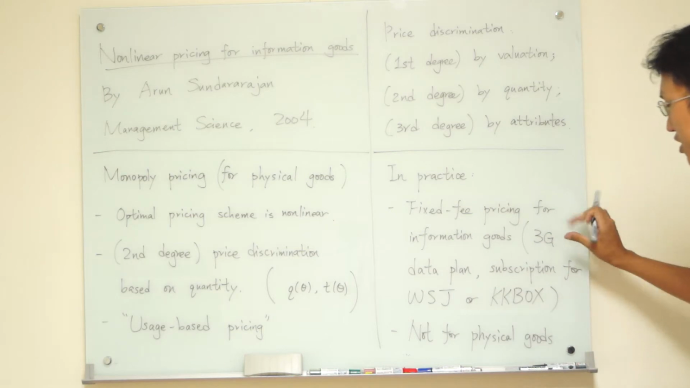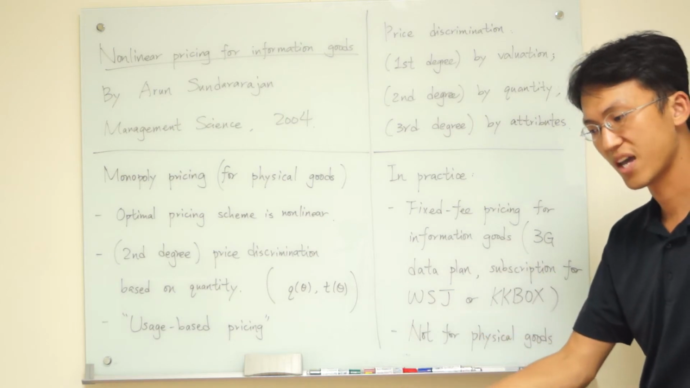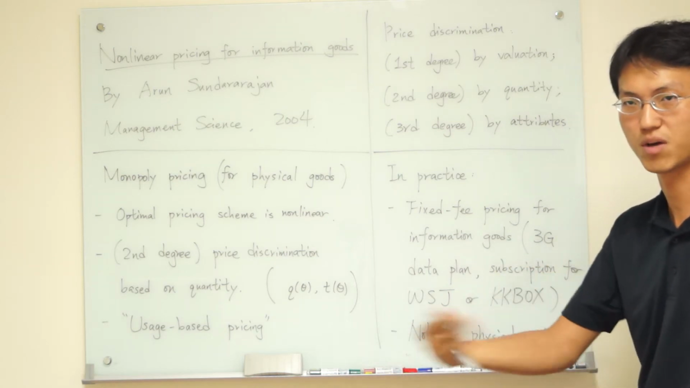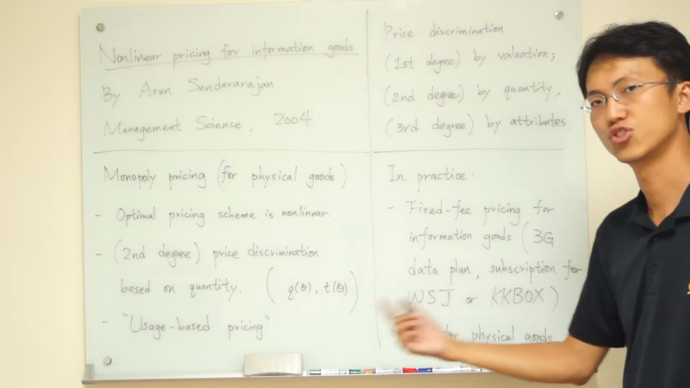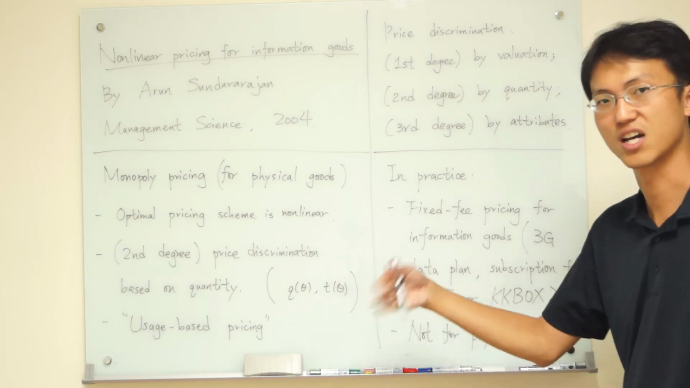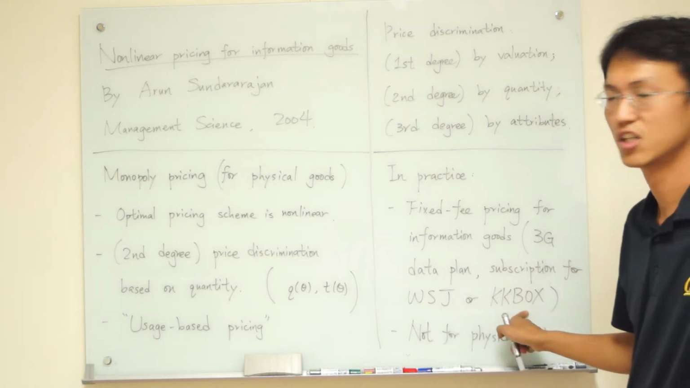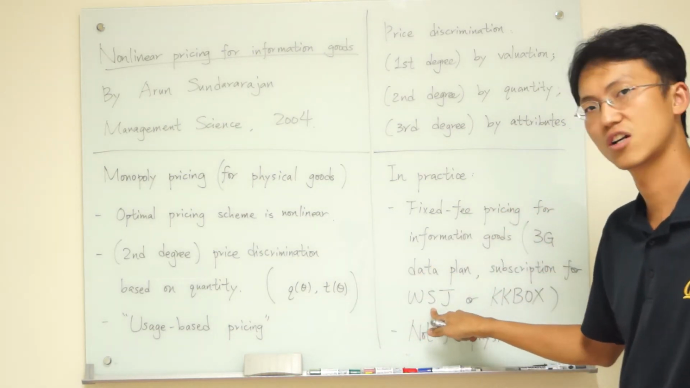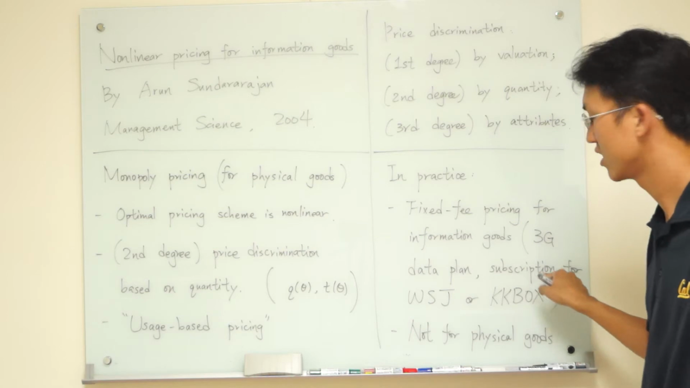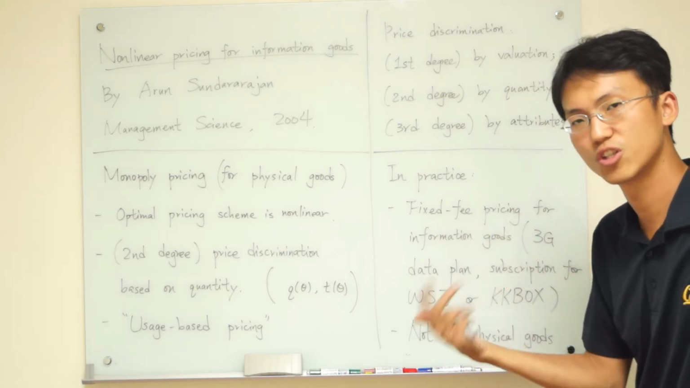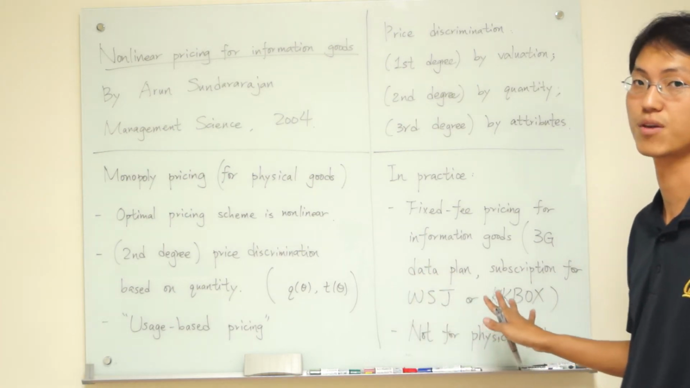Examples include the data plan for 3G networks. You may pay according to the amount you use, or in practice, you are allowed to choose the all-you-can-eat data plan with a higher price. Or you may subscribe to the Wall Street Journal or to KKBox to read news articles or listen to MP3s. If you do so by paying a monthly subscription fee, then you have unlimited access to those news articles or MP3s online.